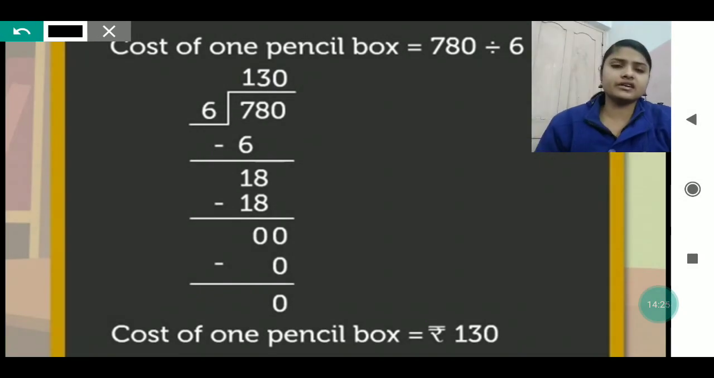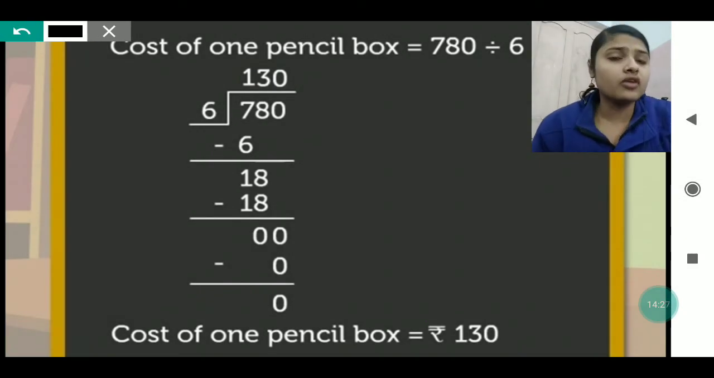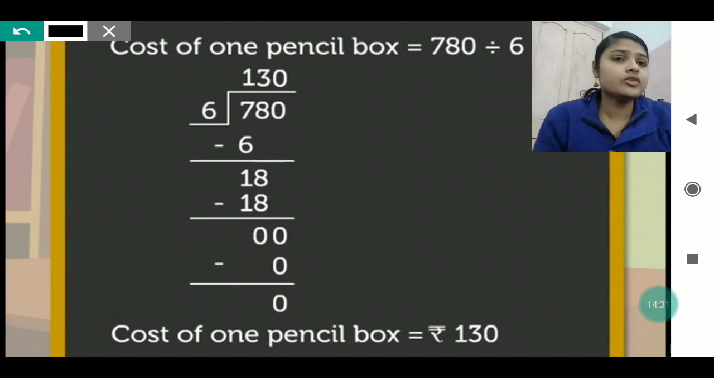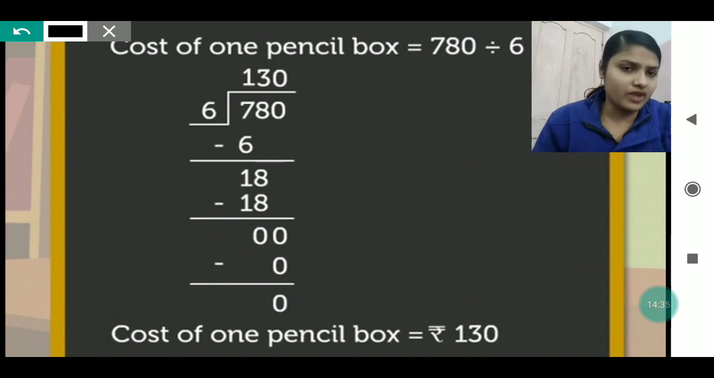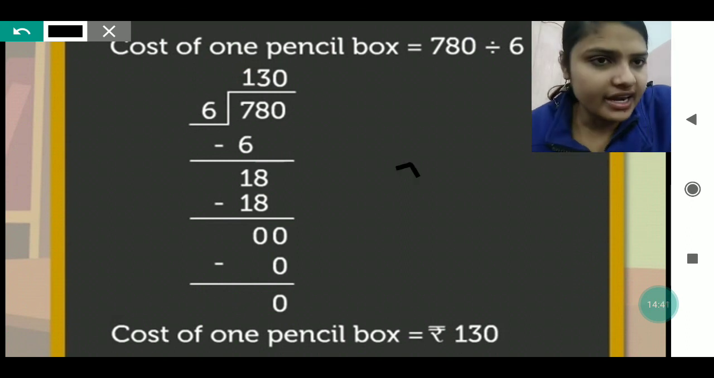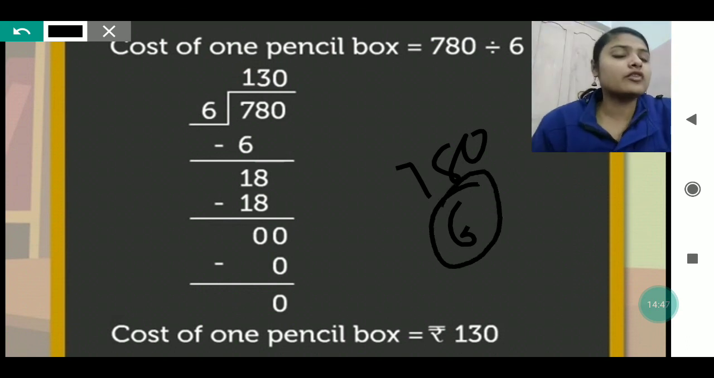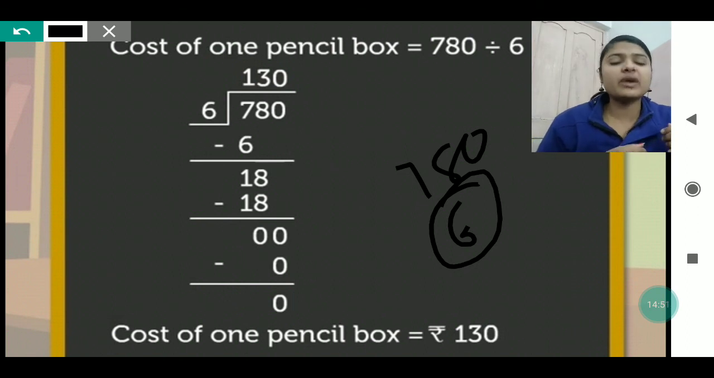Like you are seeing here, the cost of one pencil you have to find out. The total cost of the pencils is given as 780. The total cost of 6 pencils is 780. The number of pencils is 6 and the cost of all the pencils is 780. You have to find the cost of one particular pencil.